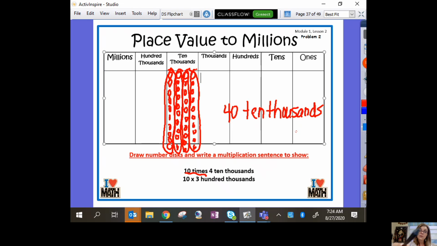But since I've bundled those, I can now move those over here. So that would be 100,000 here. And this one would be another 100,000. This 10 would be another 100,000. This 10 would be another 100,000. So now I have 400,000s.